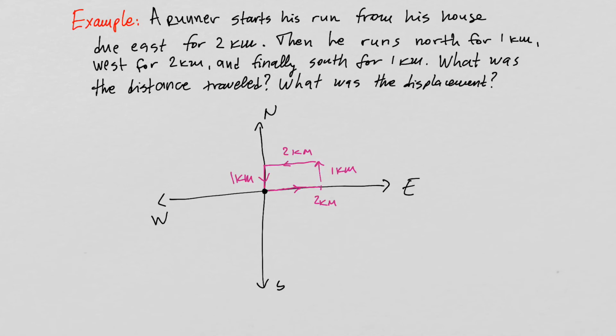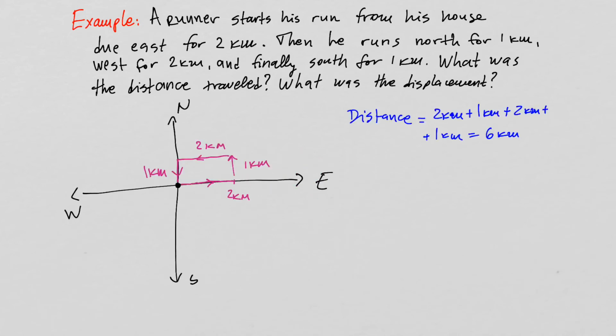So the first question was, what was the distance traveled? The distance traveled is simply adding the distances in each direction. So we have 2 kilometers plus 1 kilometer plus 2 kilometers plus 1 kilometer. And so the distance traveled is a total of 6 kilometers. This is the length of path that the runner ran from his starting position to his ending position.